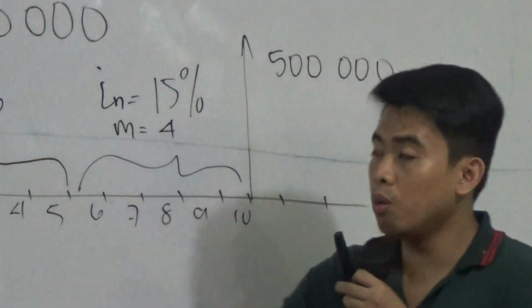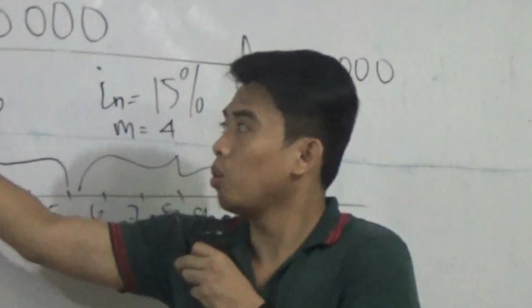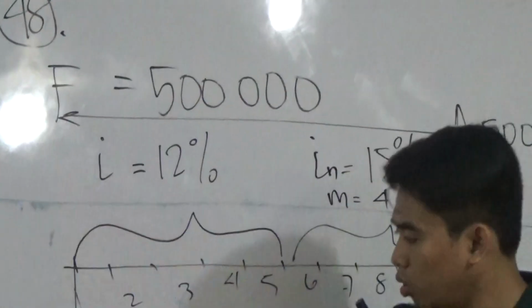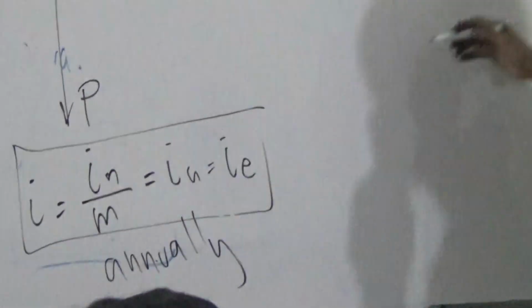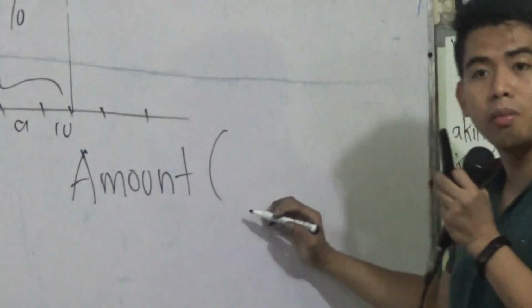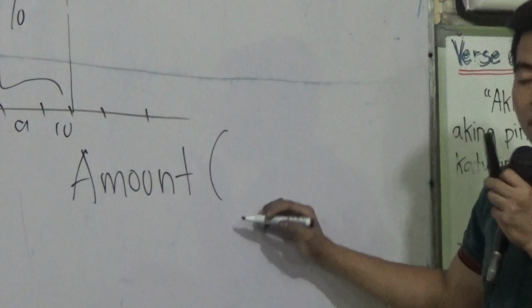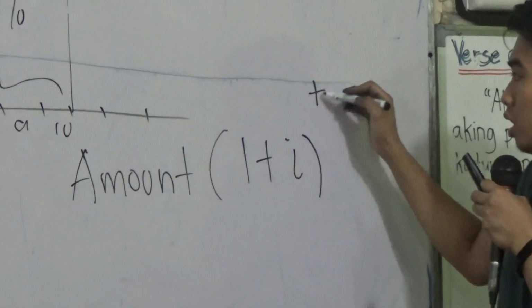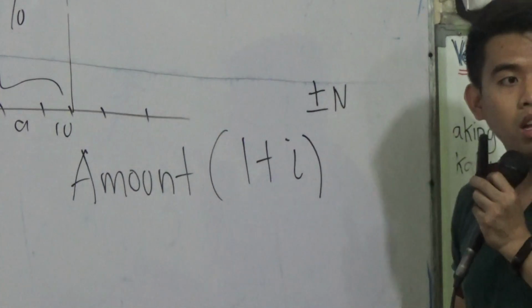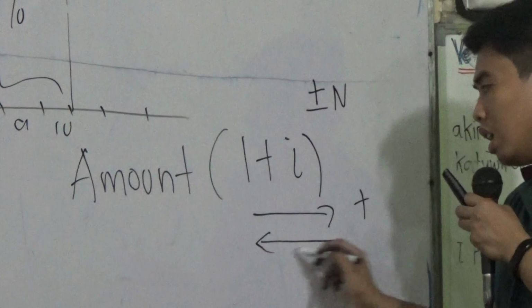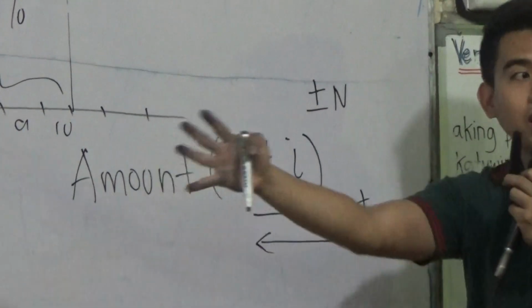Ito yung P eh. So, ang gawin ko, yung pera na yan, pabalikin ko lang doon. Tama ba? Yung pera na to, palipatin ko dito, yun din yung P. Paano ba magpalipat ng pera? Pagpalipat ng pera, sir, that is yung amount, multiply mo ng 1 plus I raised to positive or negative N. Pag ang lipat pa kanan, positive exponent. Pag pakaliwa, negative exponent.